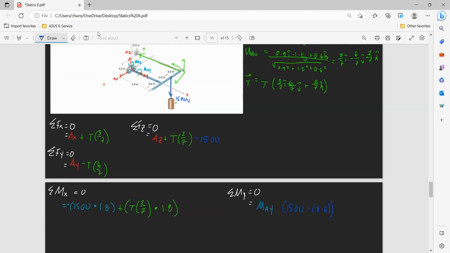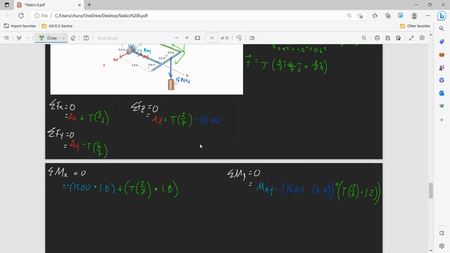And if we use the right-hand rule, this would be pointing in the negative y direction. And we can also use our Tz. So this is T 2 over 7. And this is at a distance of 1.2. And this is in our positive y direction.